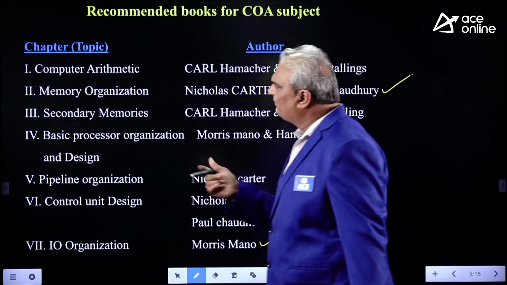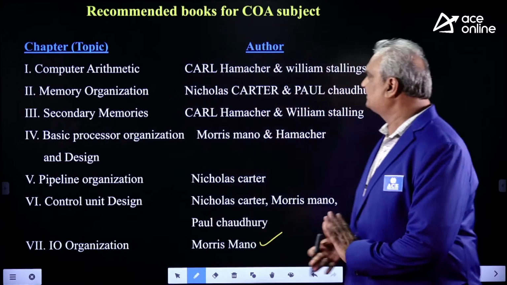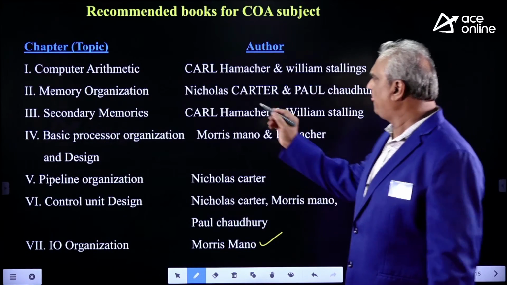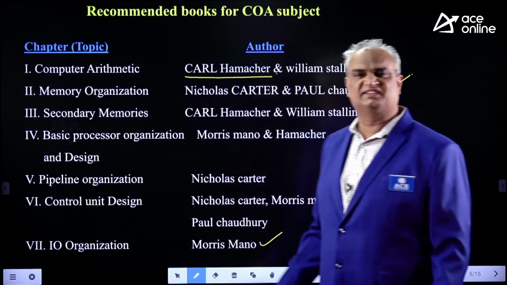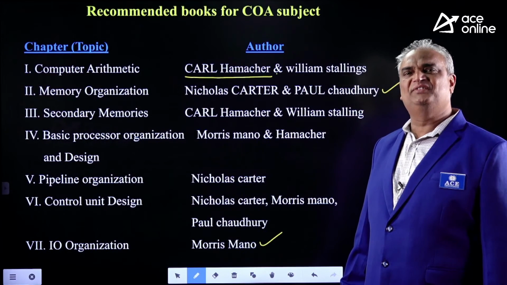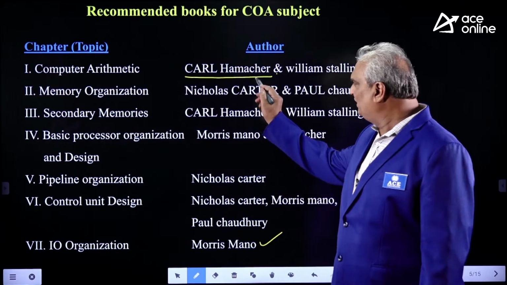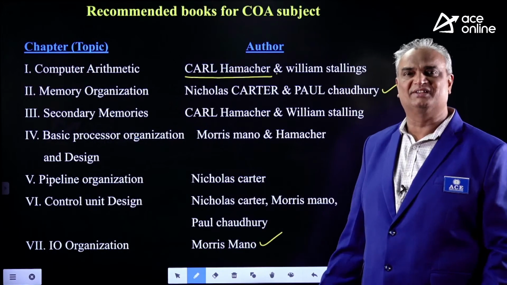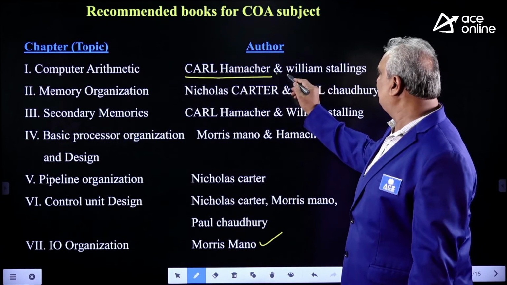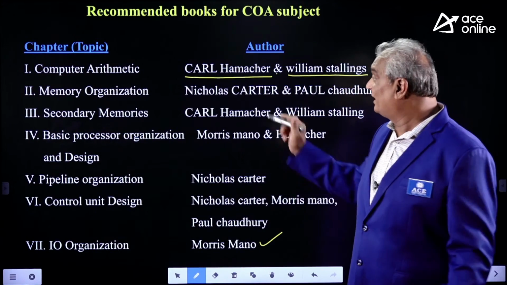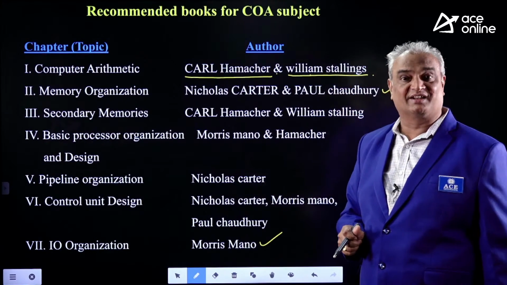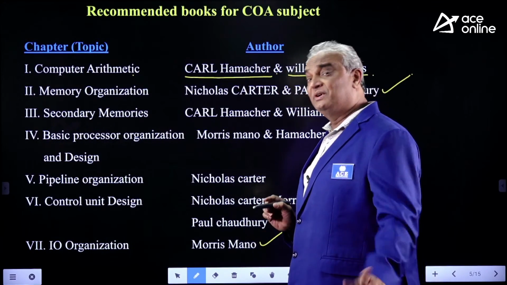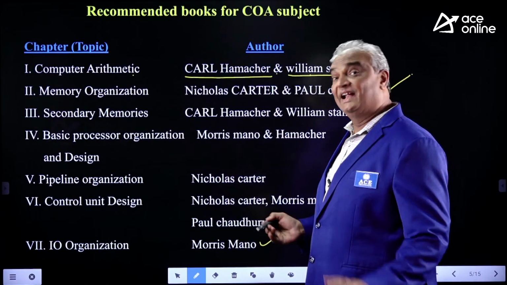Look here. First of all, computer arithmetic. For this, Carl Hamacher and William Stallings. In my opinion, Carl Hamacher is an excellent textbook. Most of the previous GATE questions were given directly from Carl Hamacher. That is the importance of the Carl Hamacher textbook. William Stallings is also a good book, but compared to it, Carl Hamacher is an excellent textbook for the computer arithmetic topic. We are going to discuss the title of the book also next.